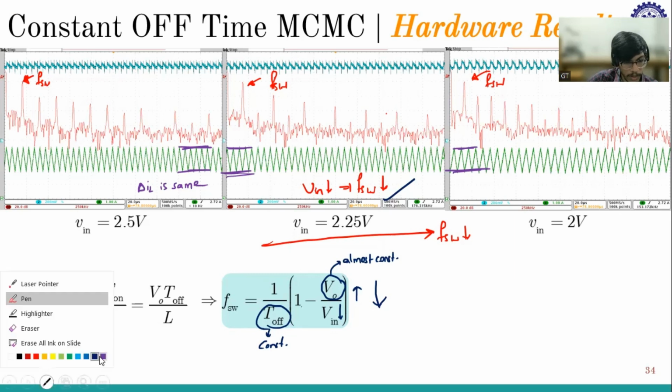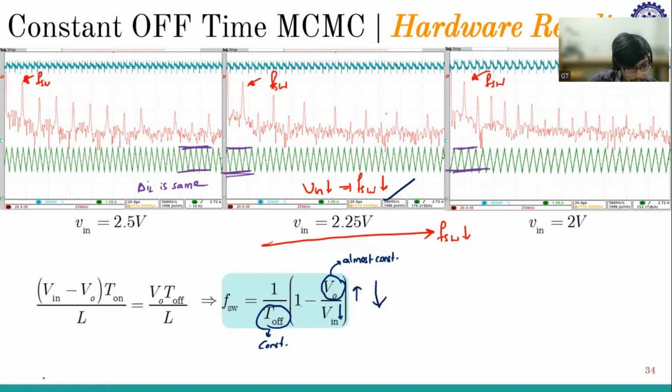Now coming to the ripple part. So for the ripple part, I would consider delta IL.